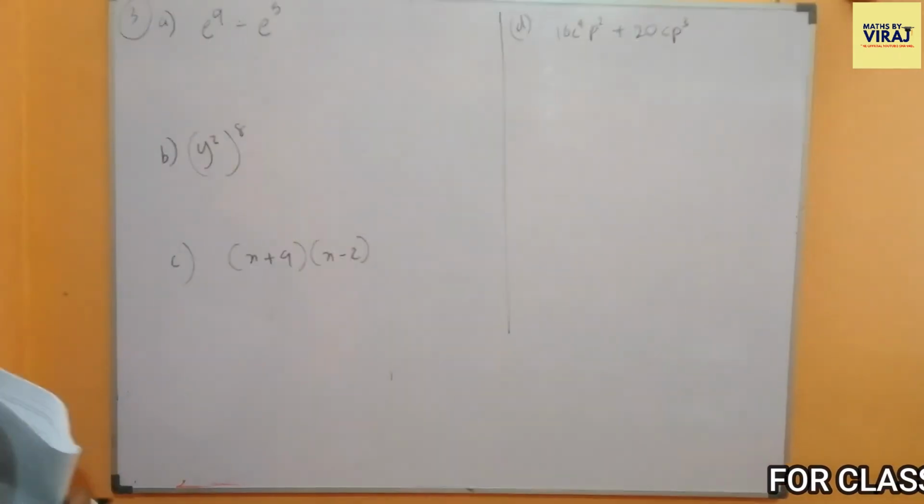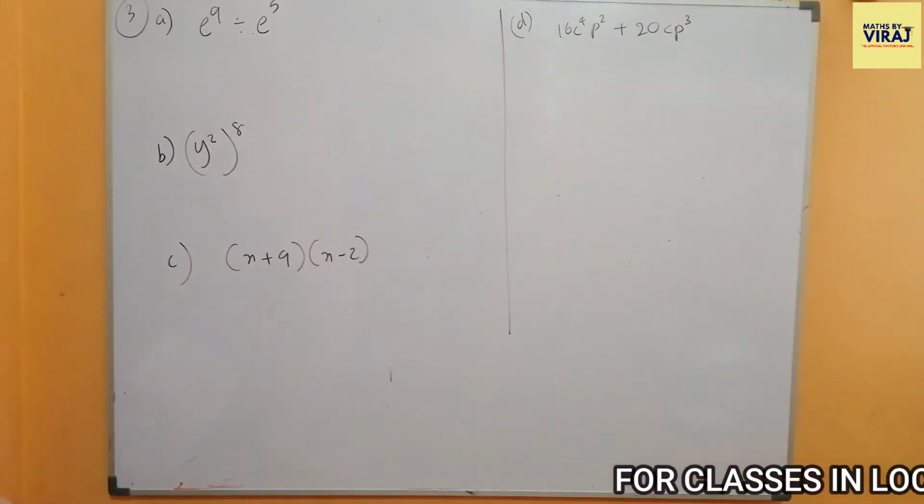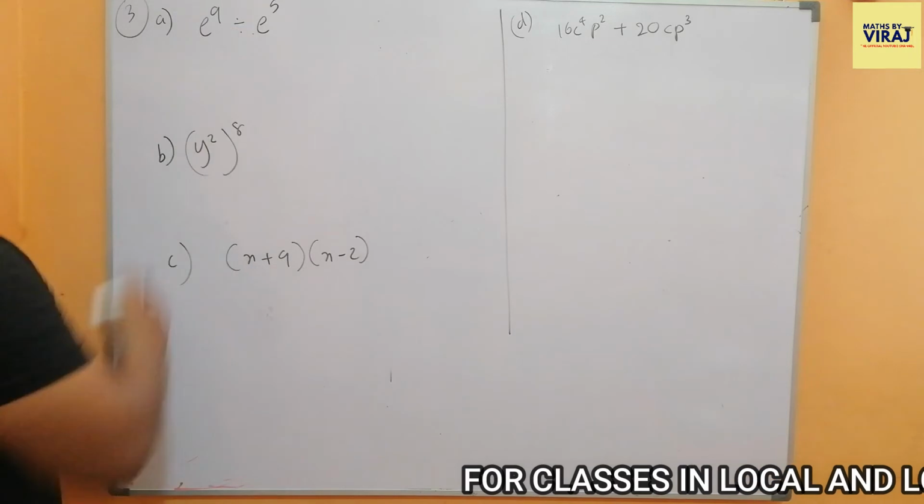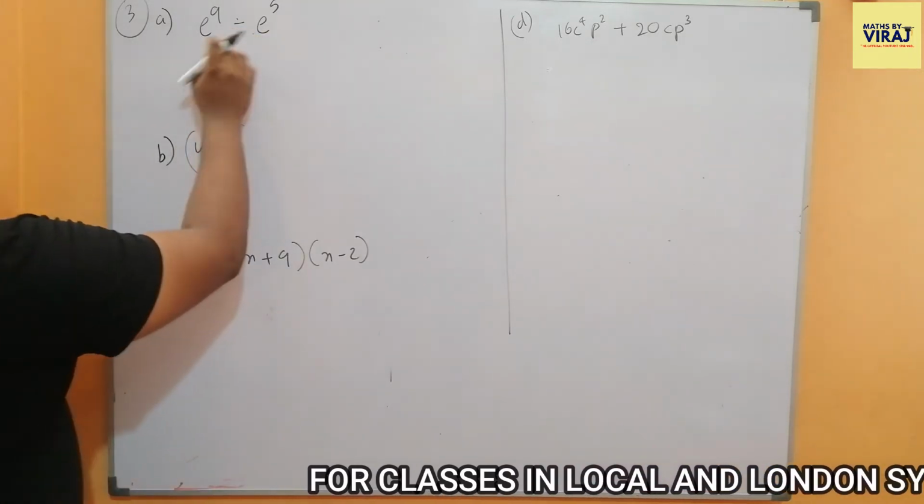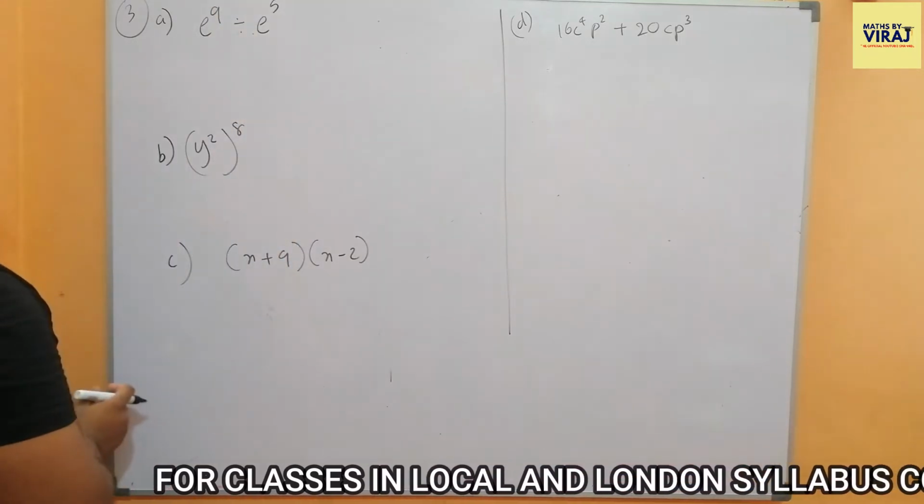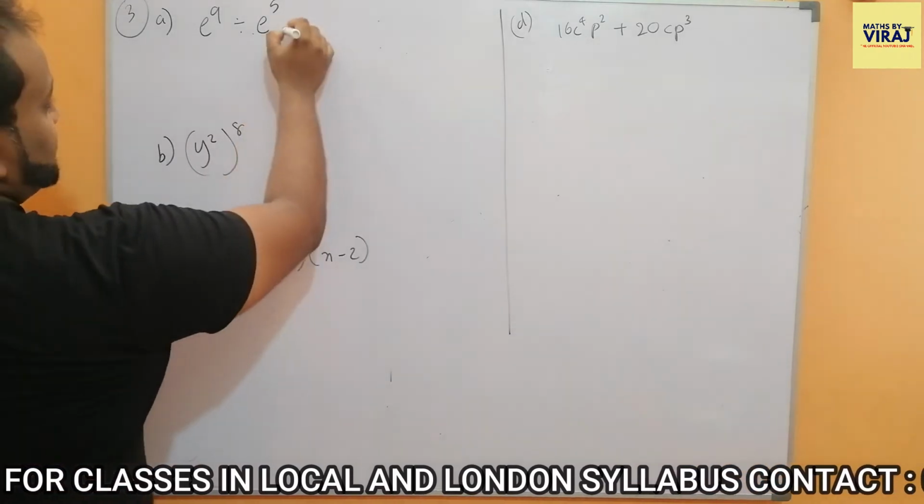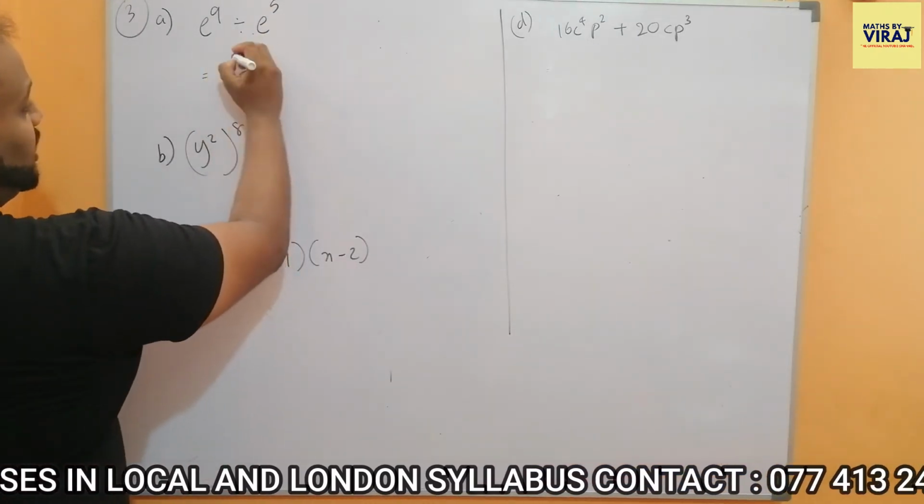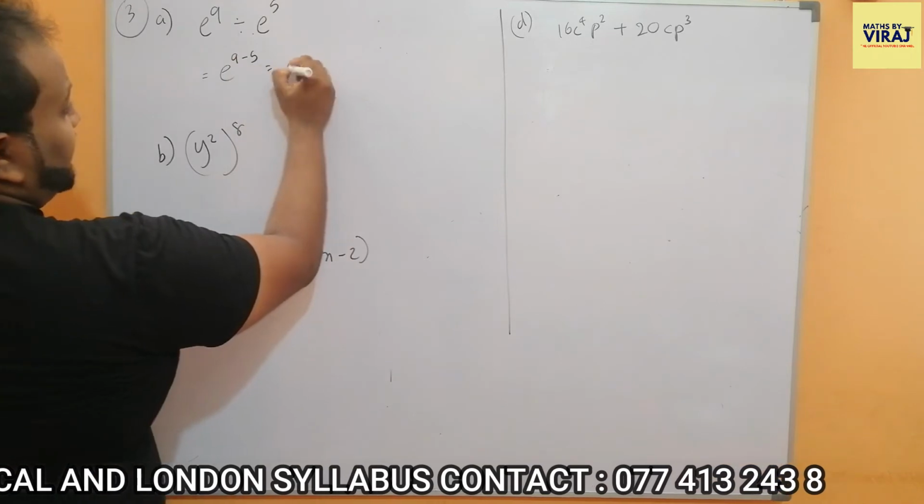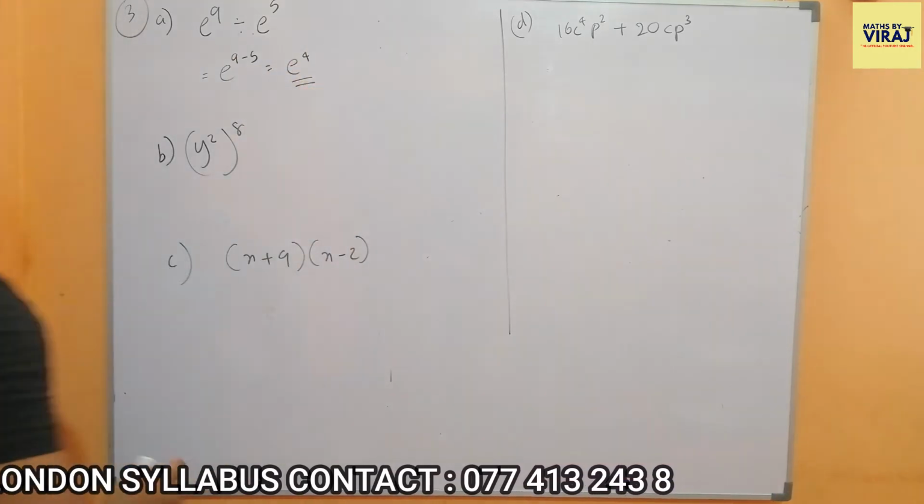Children, as you can see, the third question part A is division of two indices. The bases are the same, therefore during division we subtract the powers, which gives me the answer e to the power 9 minus 5, e to the power 4.